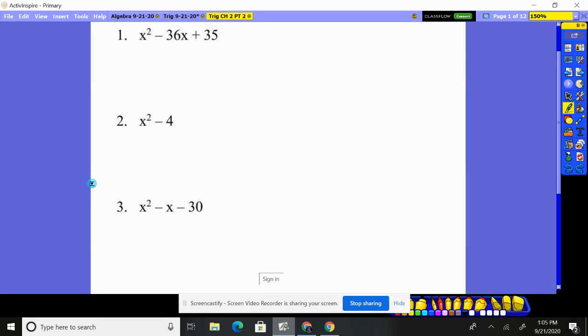Okay, going to take a look at a few of these problems here. We want to factor these. These are problems from practice test 2, chapter 2. So I'll start with number 1, x² - 36x + 35.